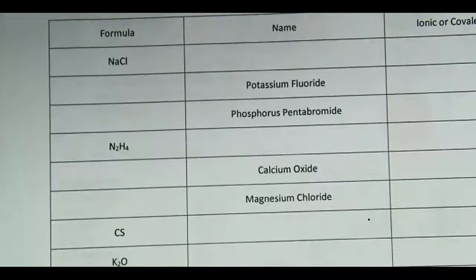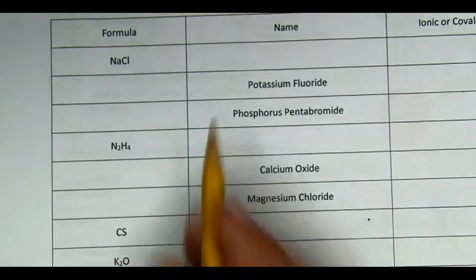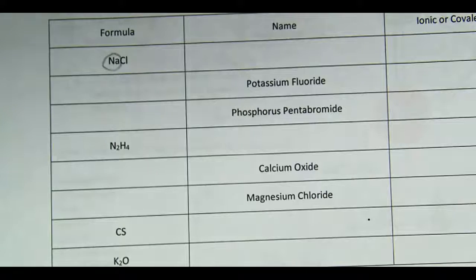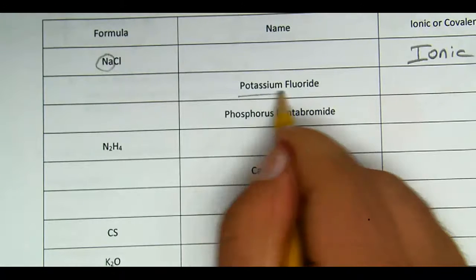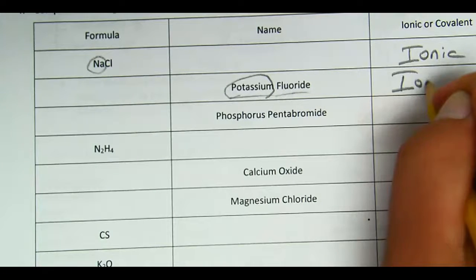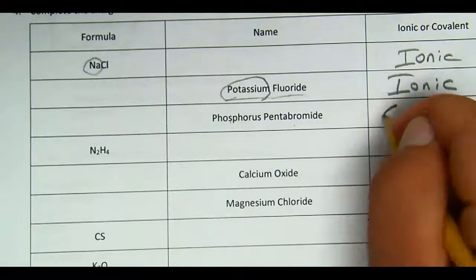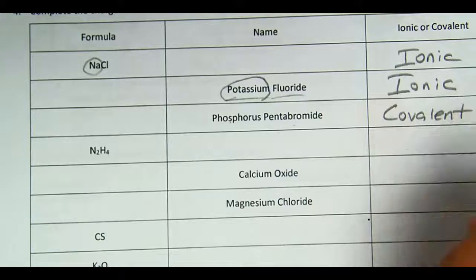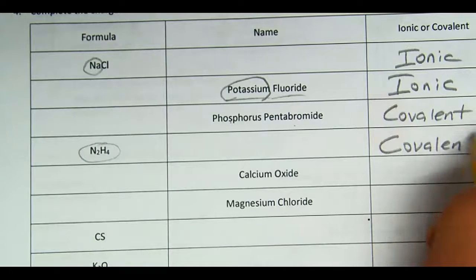Okay. Now, here we go. The first thing I'm going to determine is if it is ionic or covalent first. So ionics have metal. So is Na or Cl a metal? Yes, so the first one's going to be ionic. Is potassium or fluorine a metal? Well, potassium is, so the second one's going to be ionic. Phosphorus or bromine? No, so that's going to be covalent. N or H? Neither one's a metal, so that's covalent.